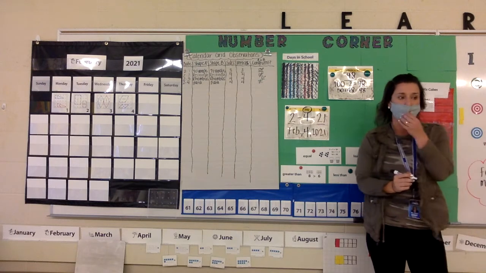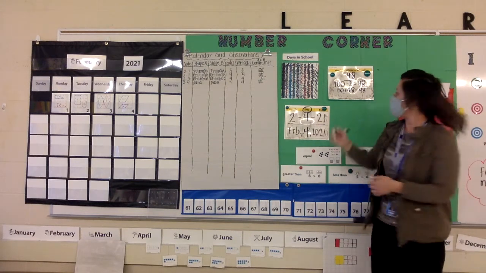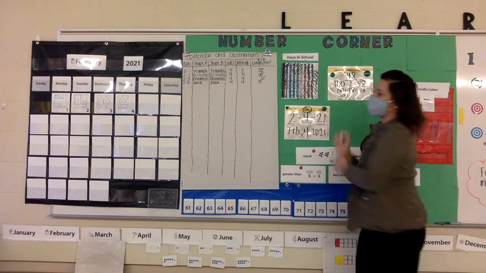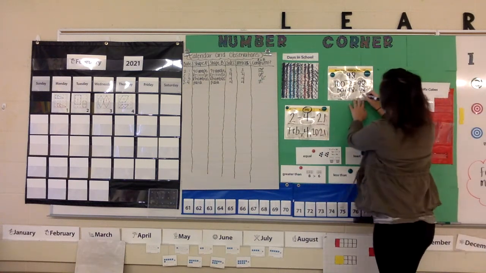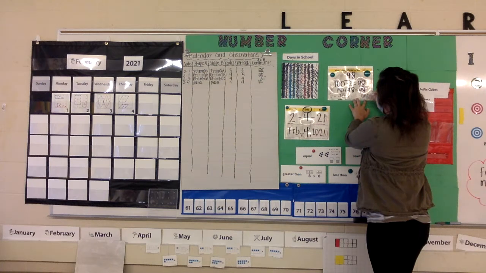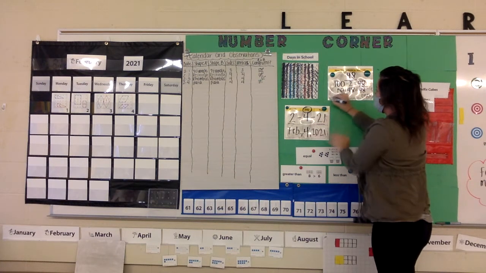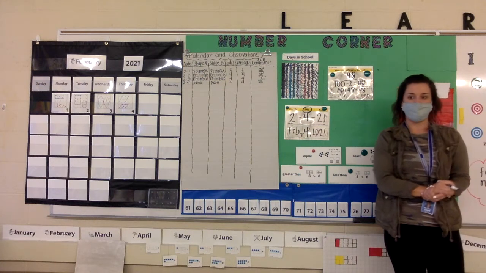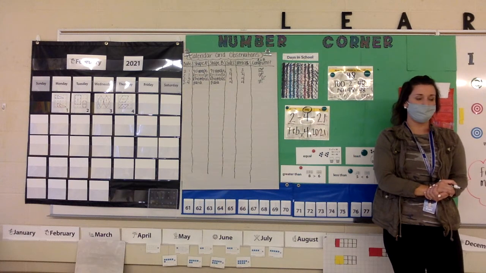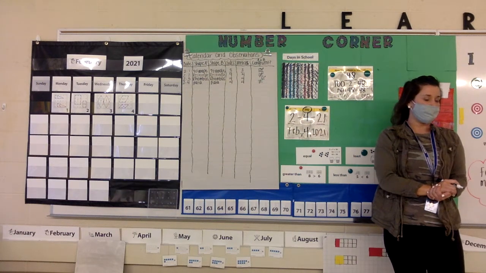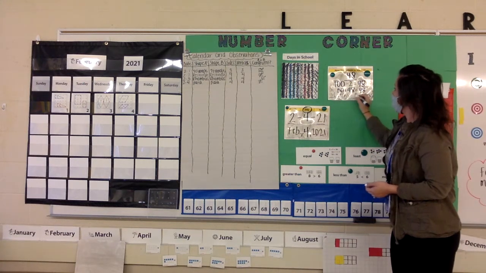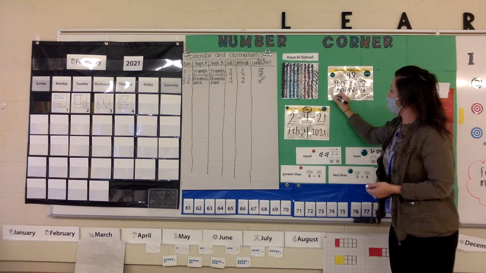I have a challenge for you. I want you to think about how many tens are in the number 98 and how many ones. Who can tell me how many tens are in the number 98? Daniel? 9 and then the 8 ones. Oh, good work. Let's see if he's right.